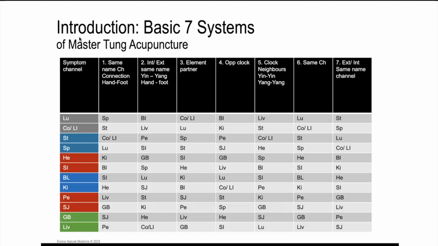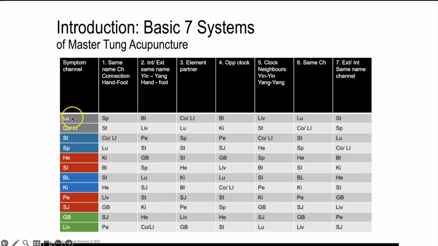And so what we're looking at in this table is the symptom channel. If someone's got a pectoral issue, quite often we might find it's something like the lung channel. Could also be the colon or large intestine, or alternatively, there might be the pericardium involved. But let's say, for instance, that in this case it's the lung channel.